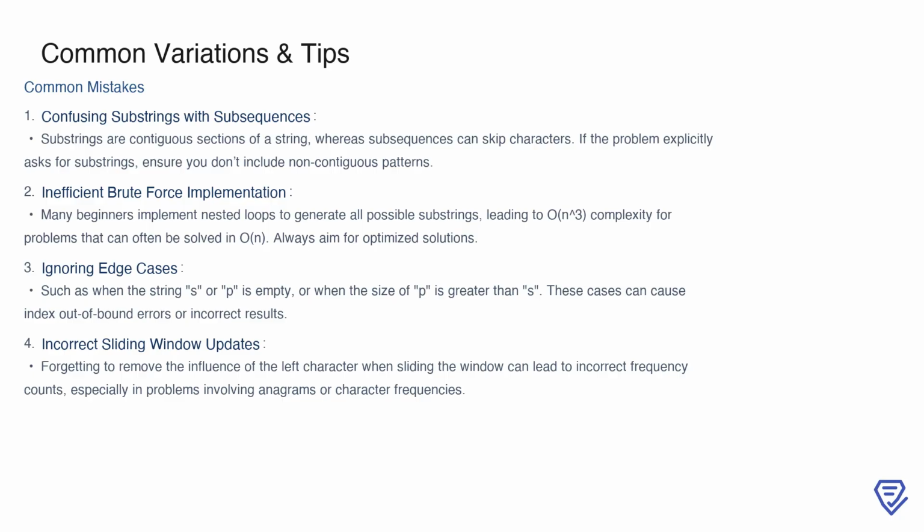Another critical issue is ignoring edge cases. For example, what happens if the input string S or P is empty, or if the size of P is larger than S? Overlooking these scenarios often leads to runtime errors or incorrect outputs. Lastly, be cautious when using sliding window techniques. Forgetting to remove the contribution of the leftmost character when shifting the window can cause inaccuracies in frequency counts, especially when working on problems involving anagrams or character frequencies.